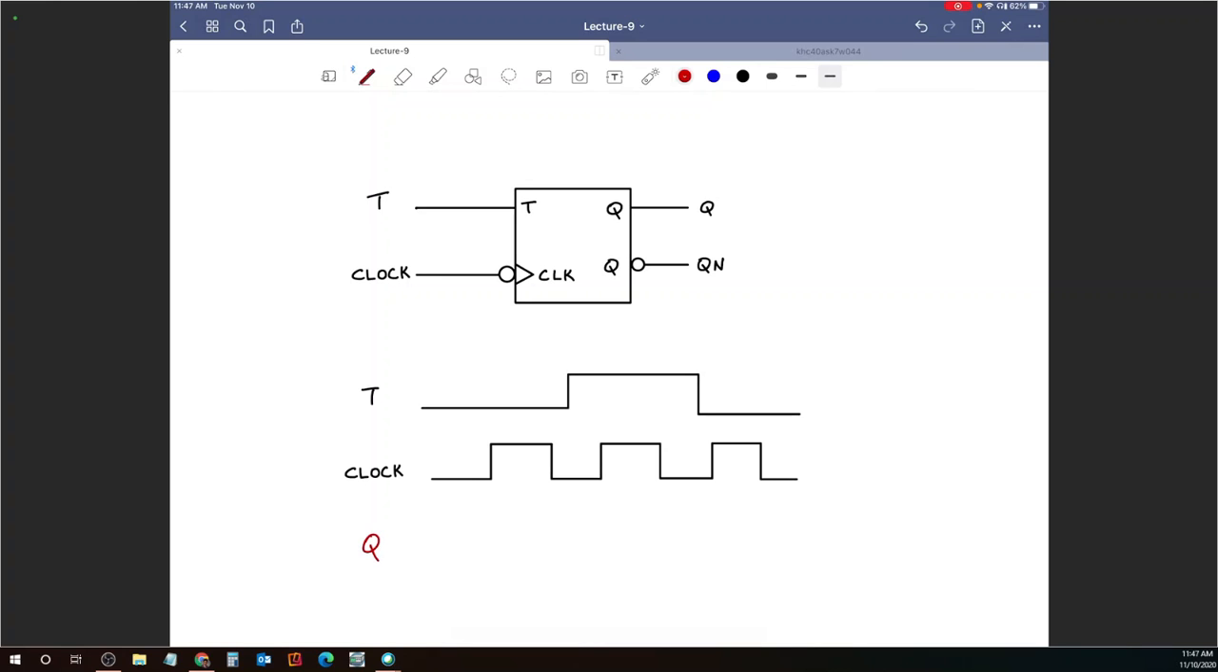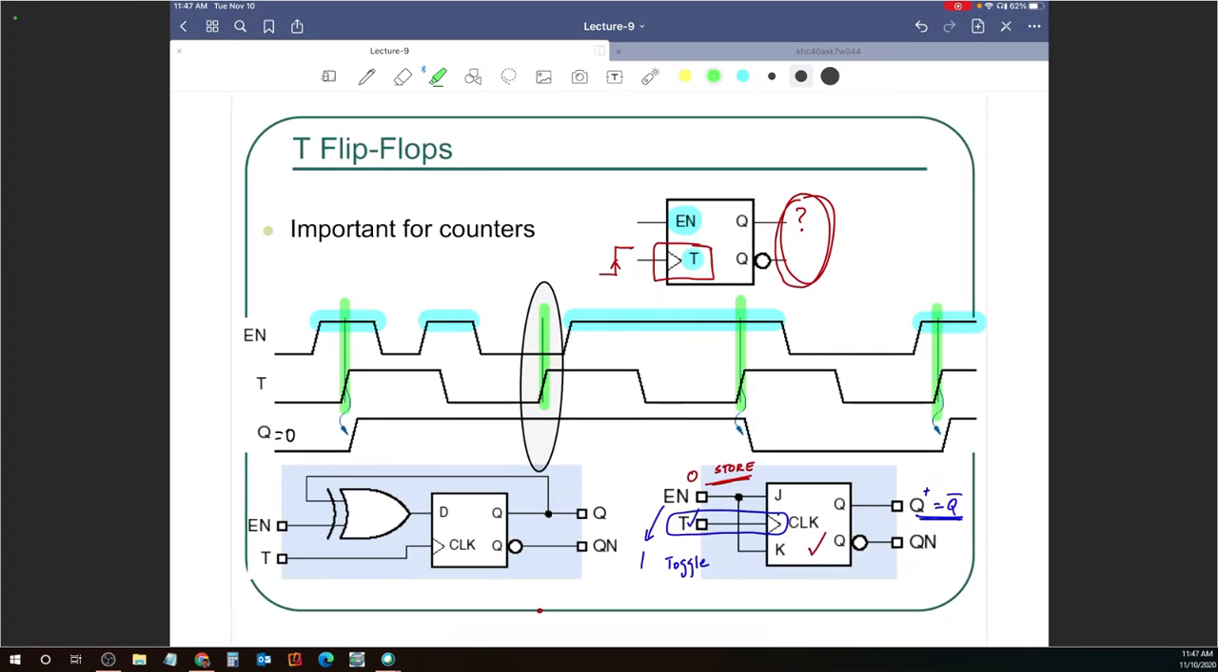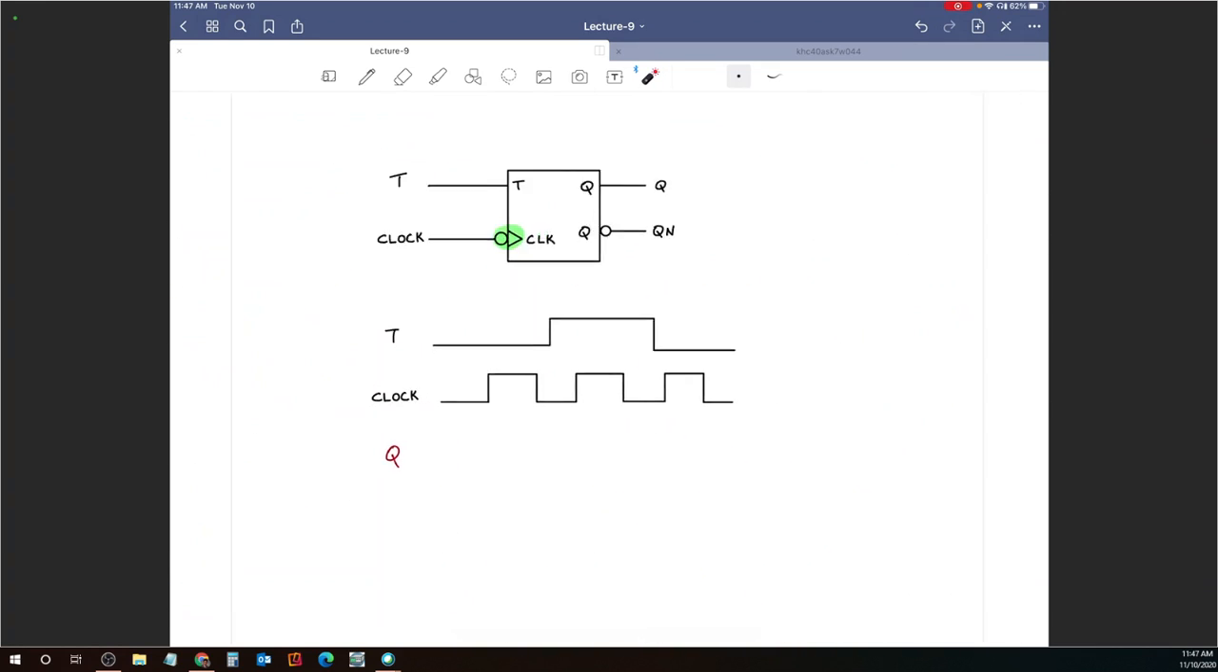Assume Q starts at 0, right? So if you assume that Q starts at 0, the only times that you need to worry about are negative edges of the clock input. Does Q toggle at the second negative edge of the clock? In the previous diagram? In this guy? Were you referring to this one or the new example? Oh, let us see. I don't know.